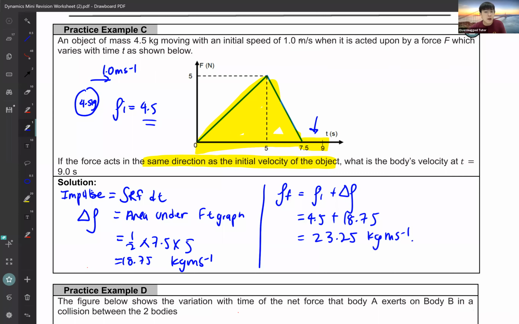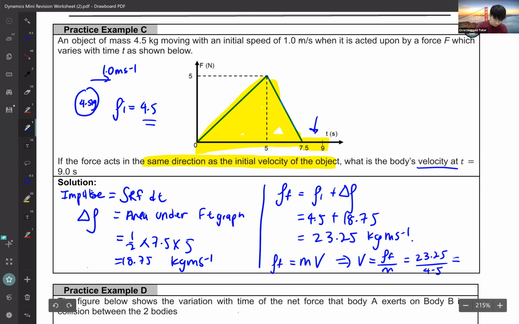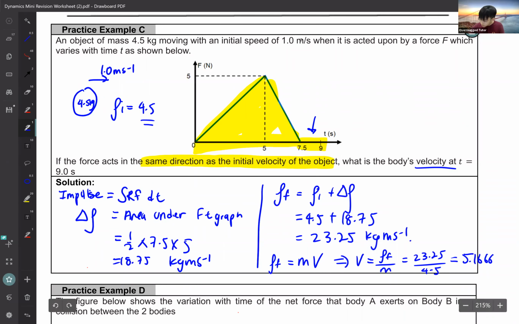So finally, they're not asking for final momentum. They're looking for final velocity at 9 seconds. So the last step: final momentum is m times v. So if you want to get v, it is final momentum over the mass. So 23.25, you divide by the mass of 4.5. Easy. And what do you get as your final answer? You get 5.16 as your final value. So it's 5.2 meters per second in the same direction.